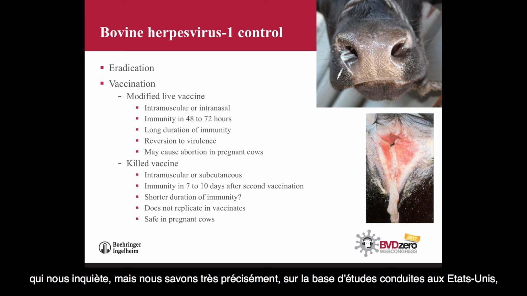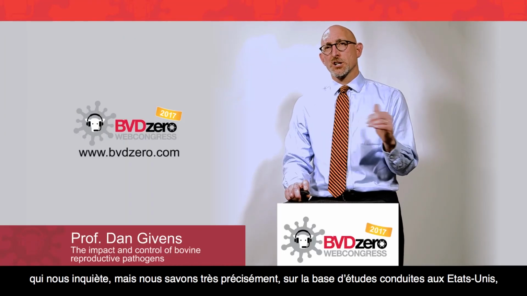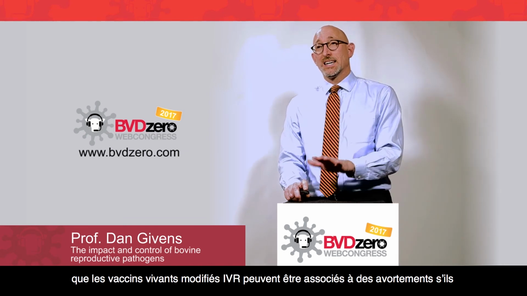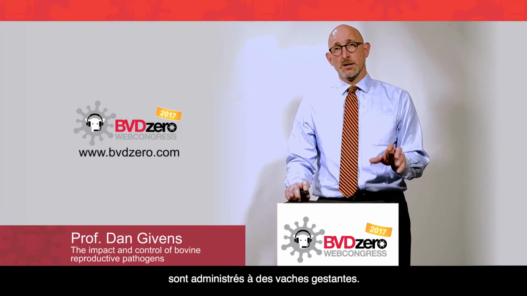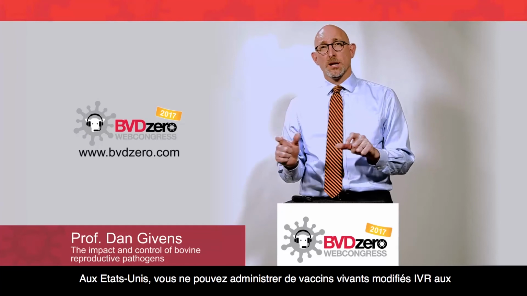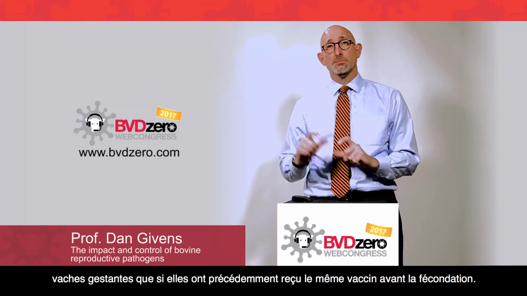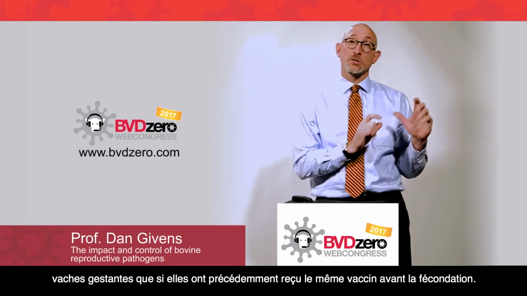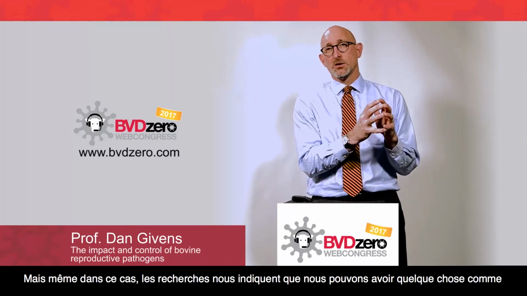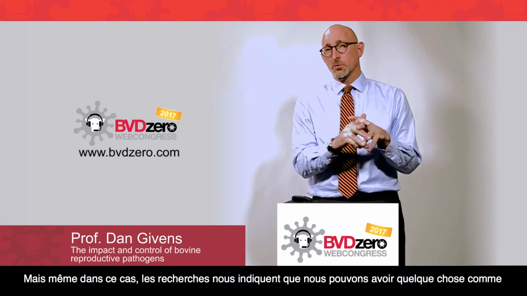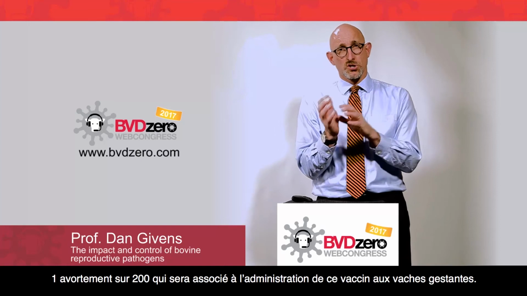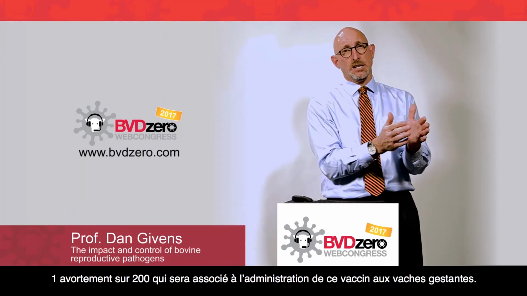Now in the United States, you can only administer modified live IBR vaccines to pregnant cows if they have previously received the same vaccine prior to breeding. But even then, the research would indicate that we can see somewhere in the neighborhood of 1 out of 200 abortions associated with administration of that vaccine to pregnant cows. So there's some risk associated with a modified live vaccine for IBR if it is administered to a pregnant cow, even according to label claims in the United States.